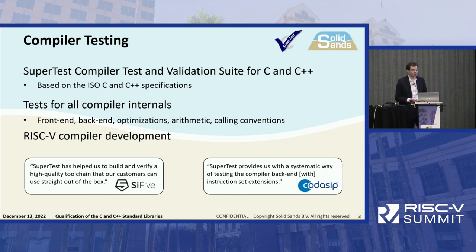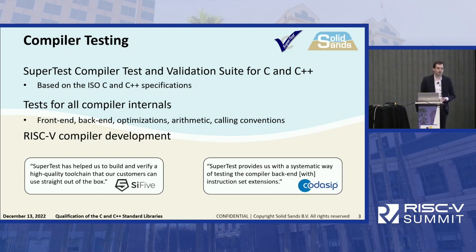compiler correctly implements it. Upon that, of course, we have a very strong background in compiler development, so we go far beyond just compliance testing. We really test the compiler in and out by testing compiler internals like optimization, data model-specific arithmetic, calling conventions, and so on. So with SuperTest, you really make sure the compiler is tested in and out.